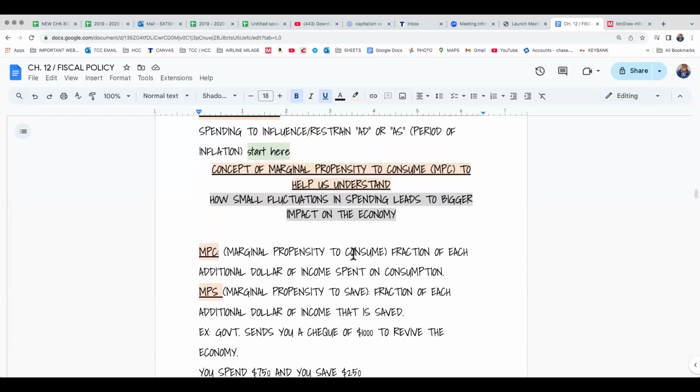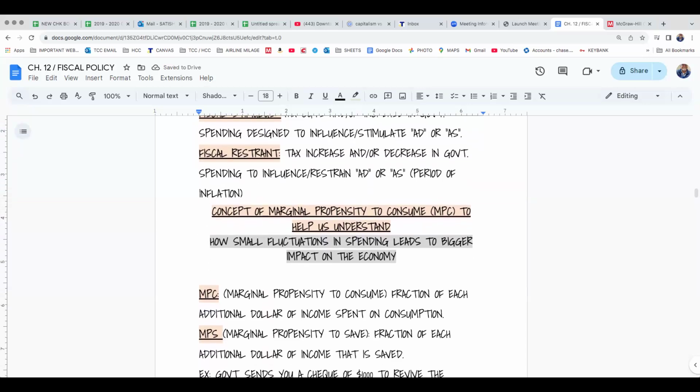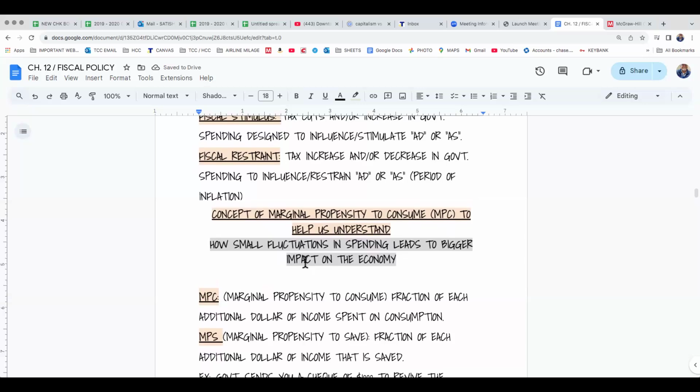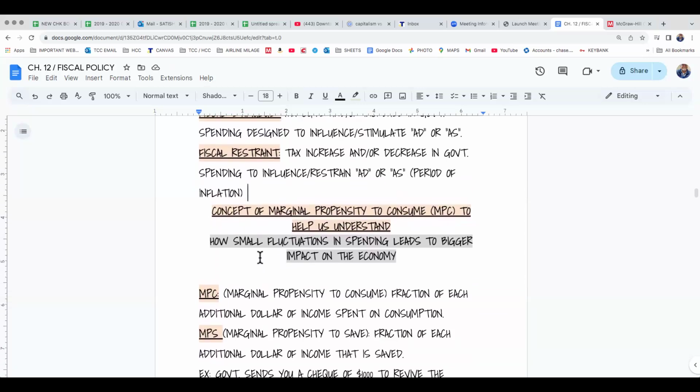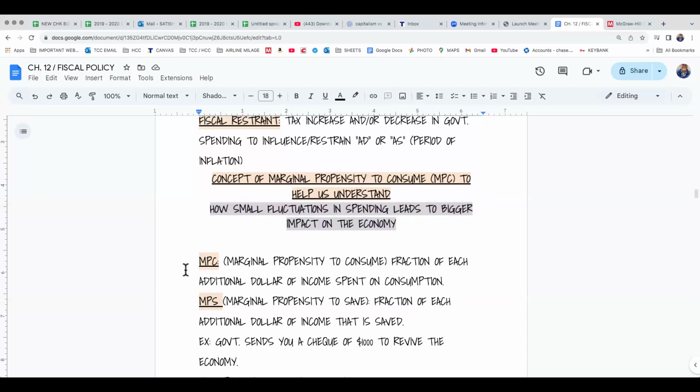So now I'm going to introduce you to a concept called marginal propensity to consume. The reason we're studying this concept is that it will show us how small fluctuations in spending on the part of the four key players lead to a bigger impact on the economy. So what is marginal propensity to consume? In short, we call it MPC.